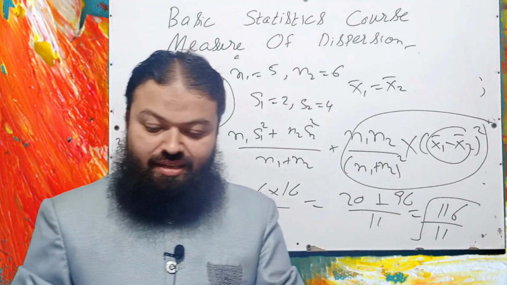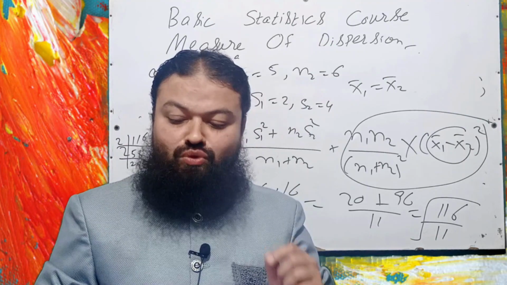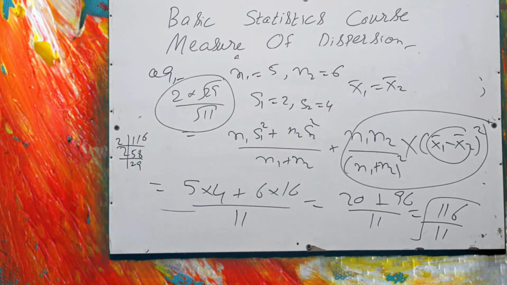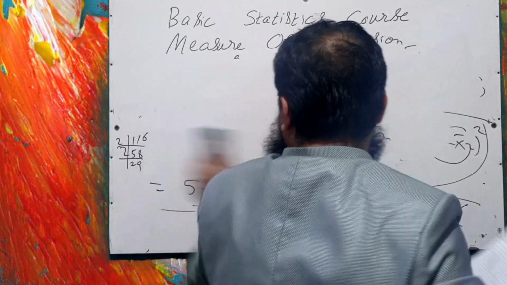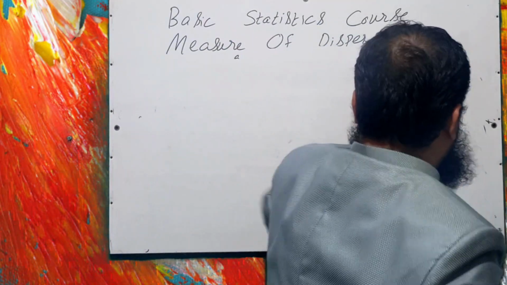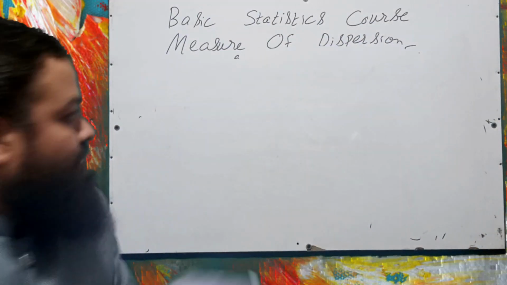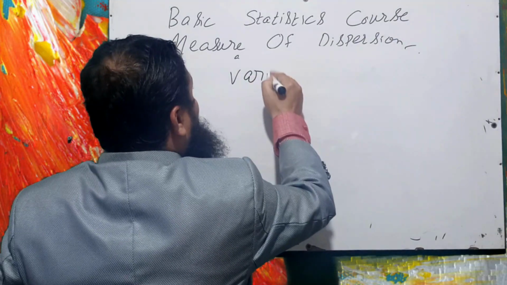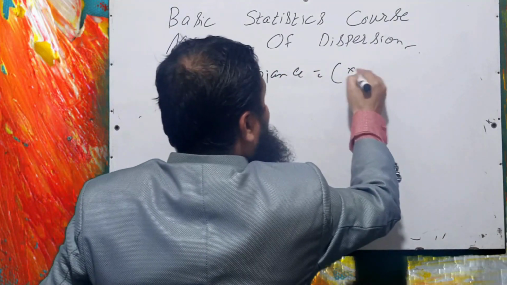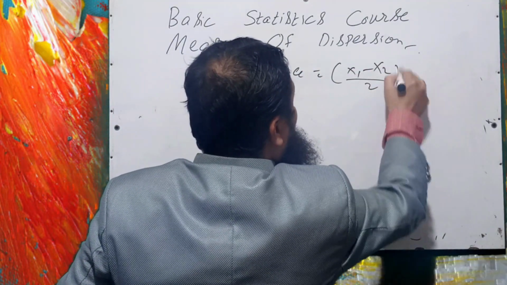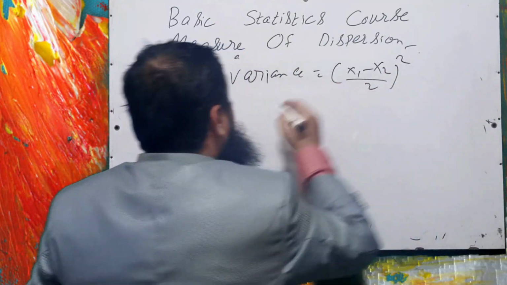Now question number 10. The variance between two observations x1 and x2 is. The formula of variance for two observations is x1 minus x2 over 2 whole square. That will be the correct option in the exam.